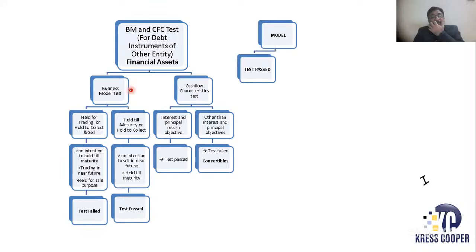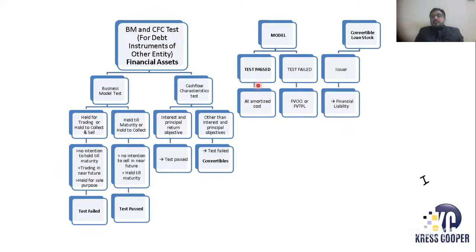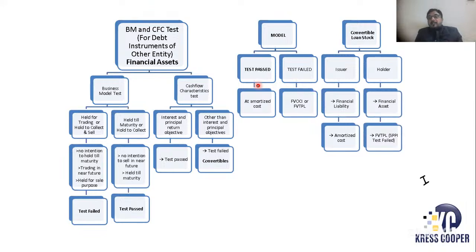So the model is that if these tests are passed, we will use the amortized cost method. And if the test is failed, we will be using either fair value through OCI or fair value through profit or loss. We will learn this. Convertible loan stock for the issuer is a liability, for which we use the amortized cost method. And for the holder, it is a financial asset for which we will be using fair value through profit or loss, because the test has failed.